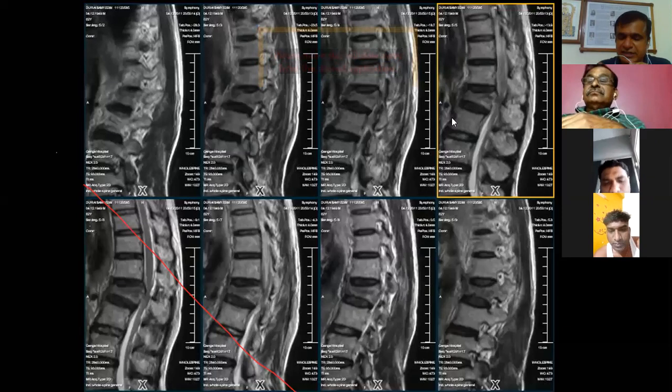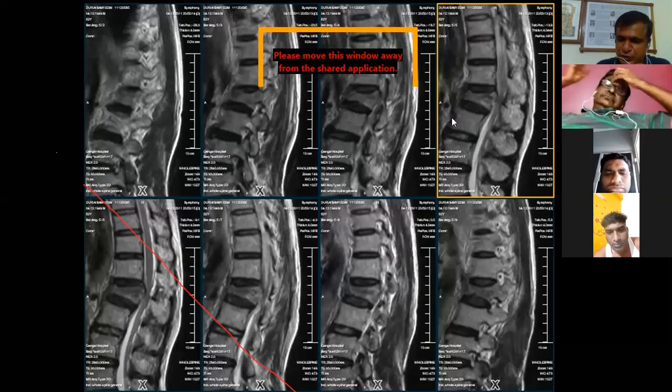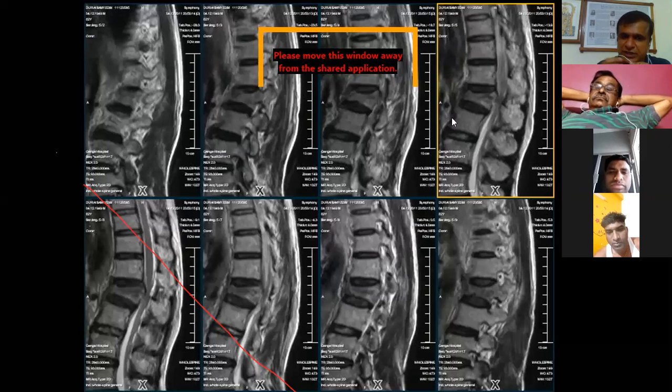All, there is no need to remove the retropulse fracture. Okay. If the patient is having a bladder bowel injury or lower limb weakness, then you should go for posterior decompression or anterior decompression.